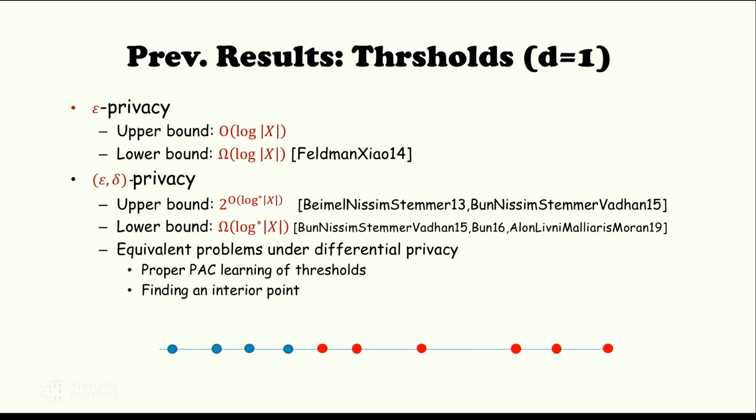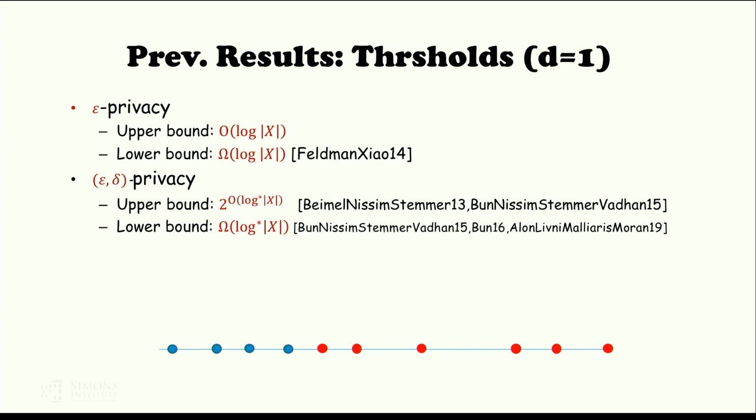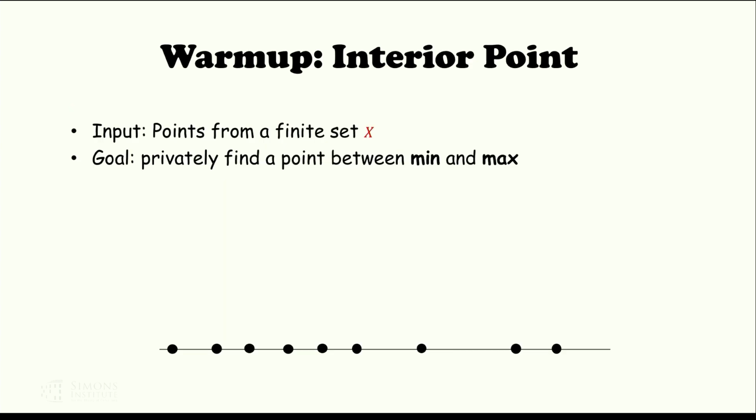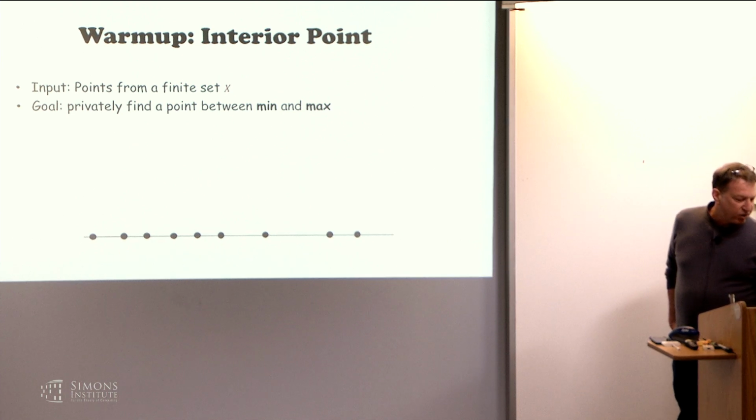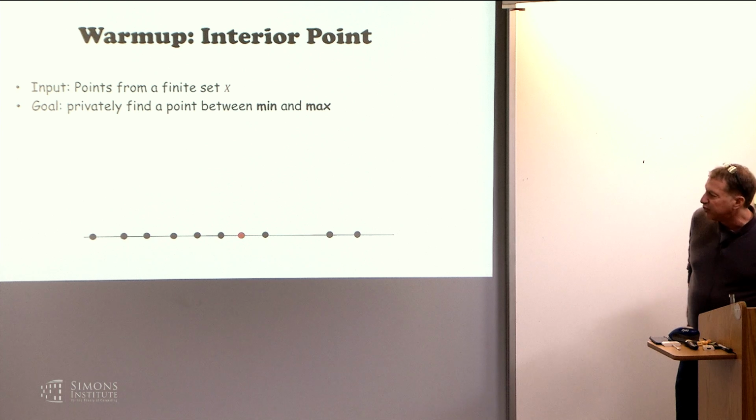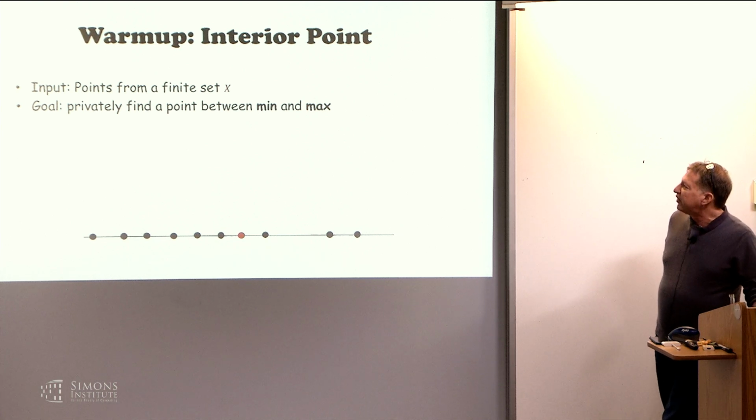Another important thing is the result of Beimel et al., which proves that under differential privacy, proper learning of thresholds is equivalent to finding an interior point of a set of points. So this motivates our results. Let's discuss what finding an interior point is. Again, we have a set of points taken from some finite grid, and we have to find a point between the minimum and the maximum point. So this is finding an interior point.